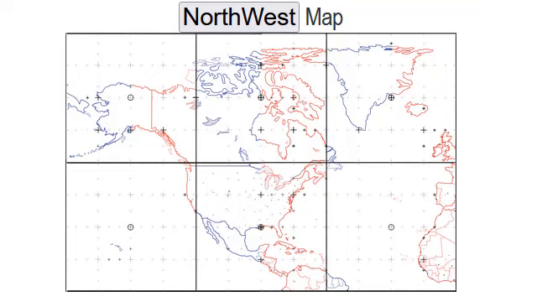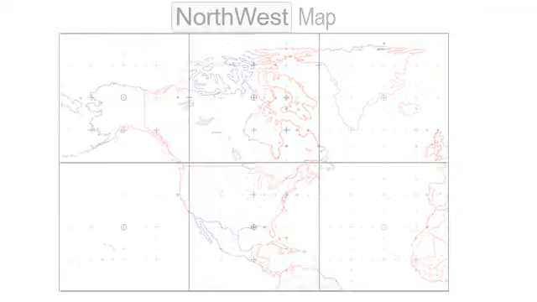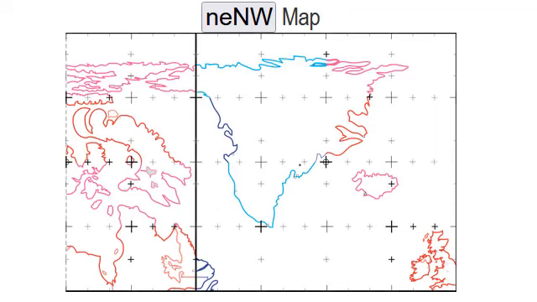The northwest view is the top left portion of the world map. This view can be similarly divided into 4 sections. The northeast-northwest map is the top right quarter of the northwest map. It's one of the 12 views that is displayed at 4 times the scale of the world map.